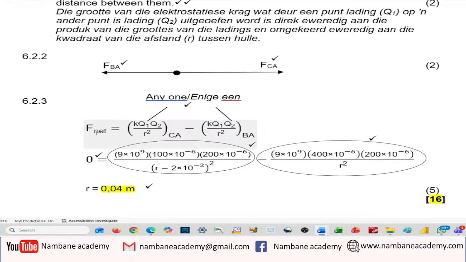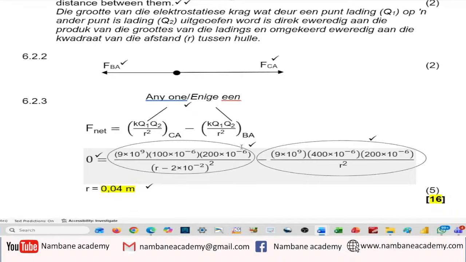Then we substitute 0 for the net force. Then for the force of C on A, we'll substitute the values of A and C there, together with the distance between charge A and charge C squared. Then we say minus, remember they are moving in opposite directions, these forces, minus the force of B on A. We substitute the values for charges A and B, which is 400 and 200 microcoulombs. And the distance between B and A is what? Is R. So that will be the substitution.